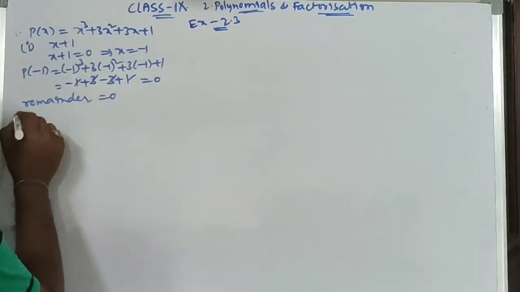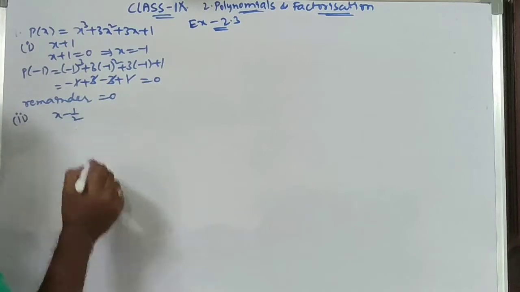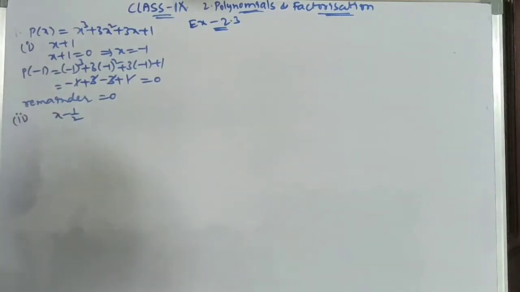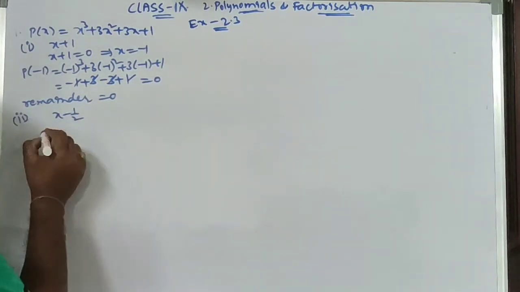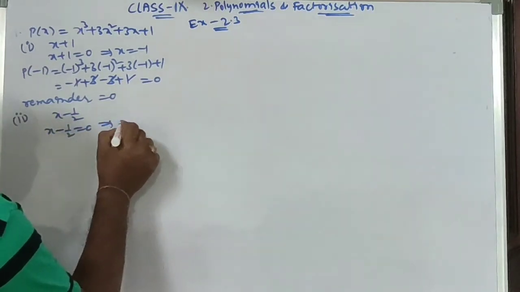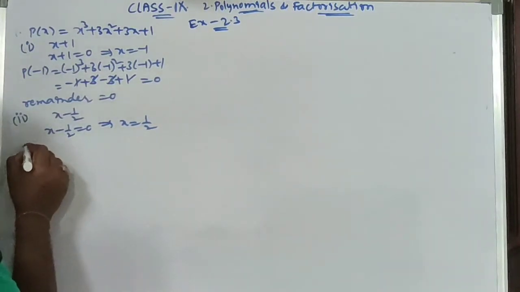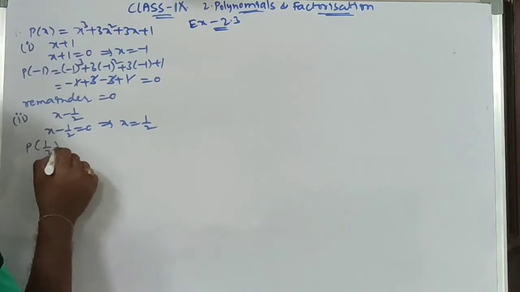Second, x minus 1 by 2. So dividing with x minus 1 by 2, I will take this equal to 0 first. x minus 1 by 2 equal to 0 implies x equal to 1 by 2. Now we substitute x equal to 1 by 2. So p of 1 by 2 is the remainder.